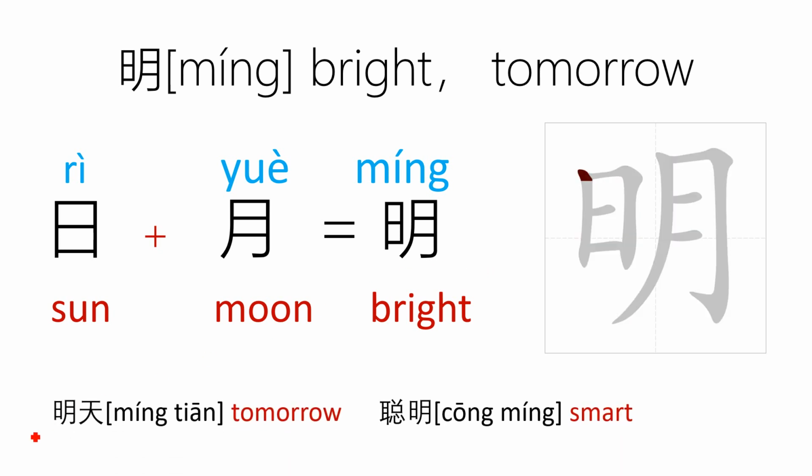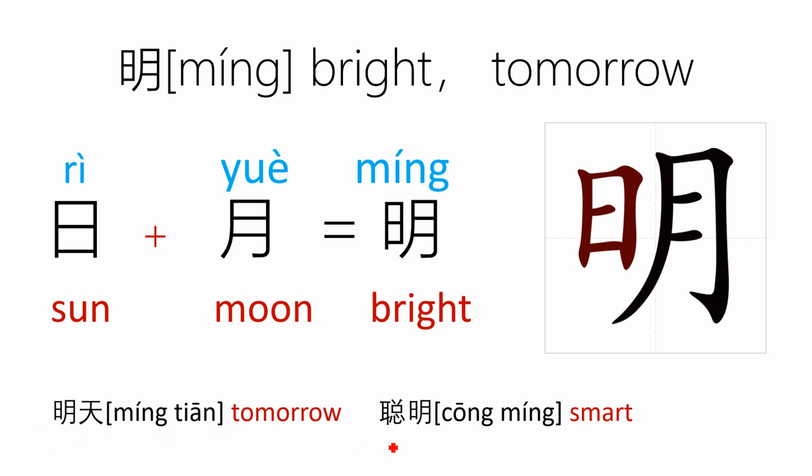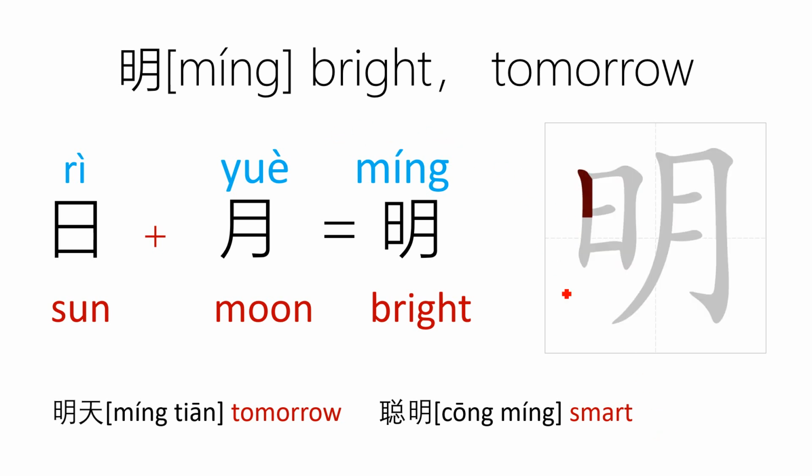We have two words here. 明天 means tomorrow, and 聪明 means smart. So I think in English, bright also means very smart. So 聪明, smart.